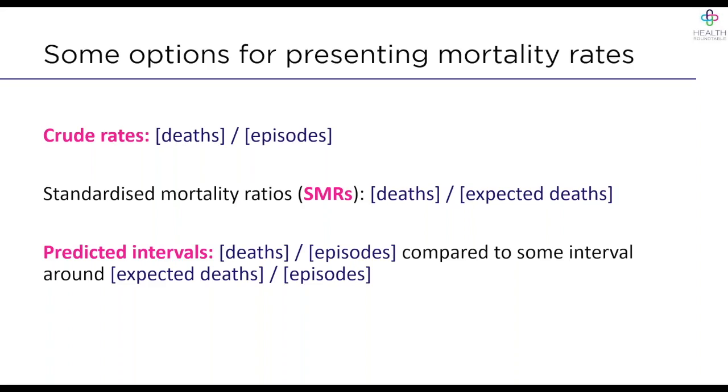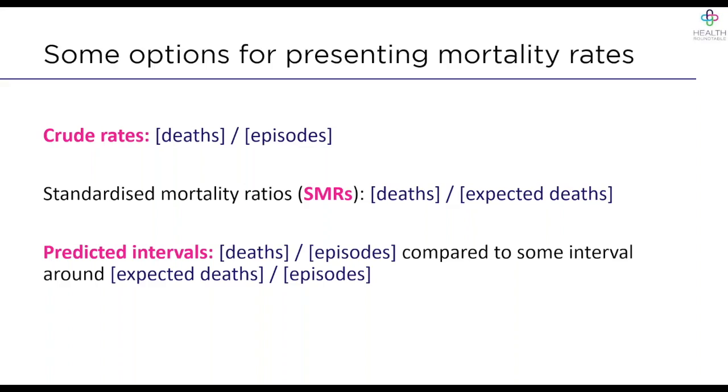And this is quite a good way of displaying mortality rates, because you get to see both the crude rate and you also get away from the problem of showing a point estimate. And we all know that SMRs can be misused, especially when you present them as point estimates. People have a tendency to want to stick them in league tables and so on. It causes a lot of controversy. So predicted intervals are quite a good way of displaying mortality rates.